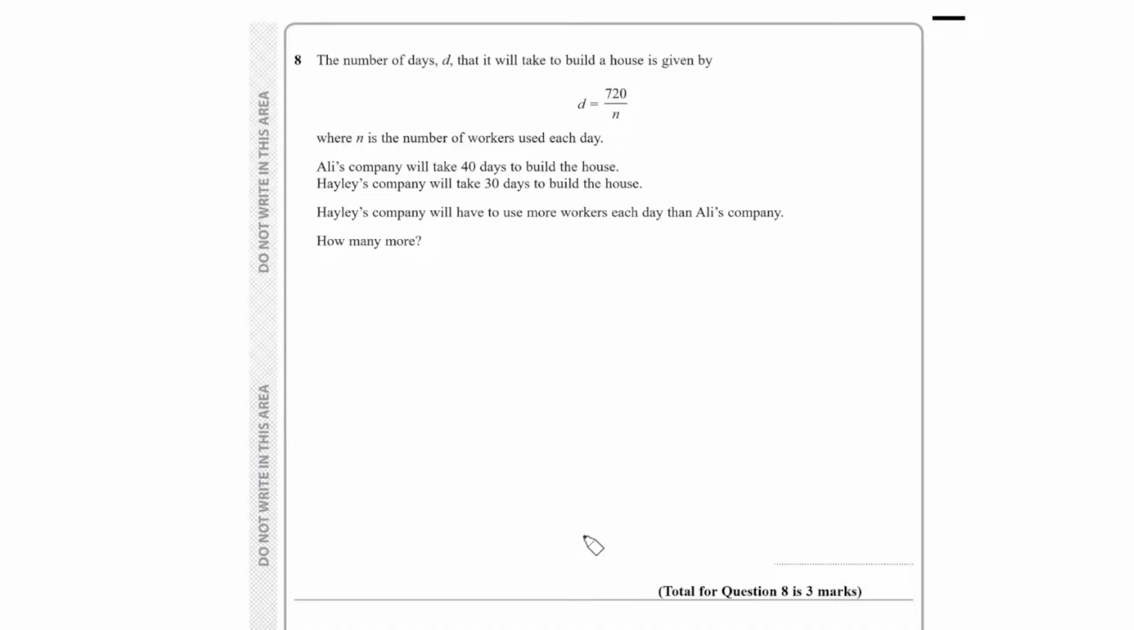Ali's company will take 40 days to build the house. Haley's company will take 30 days to build the house. Haley's company will have to use more workers each day than Ali's company. We just need to work out how many more. It's just a case of subbing them in, but remember that the 40 is the days, not the N. I think it's quite easy to try and sub it in as N, but it's not, it's the number of days. So for Ali, we've got 40 is equal to 720 over N, and then you'd have to solve that.